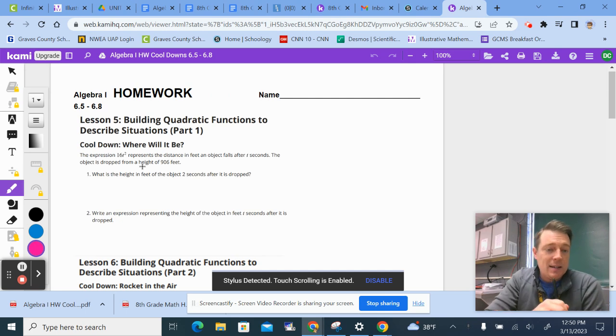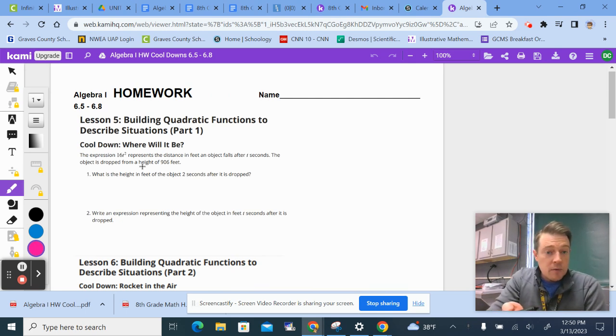We got the expression 16t squared, which we now know represents the distance that an object will fall in feet after t seconds. And we're dropping it from 906 feet. That is our starting amount.